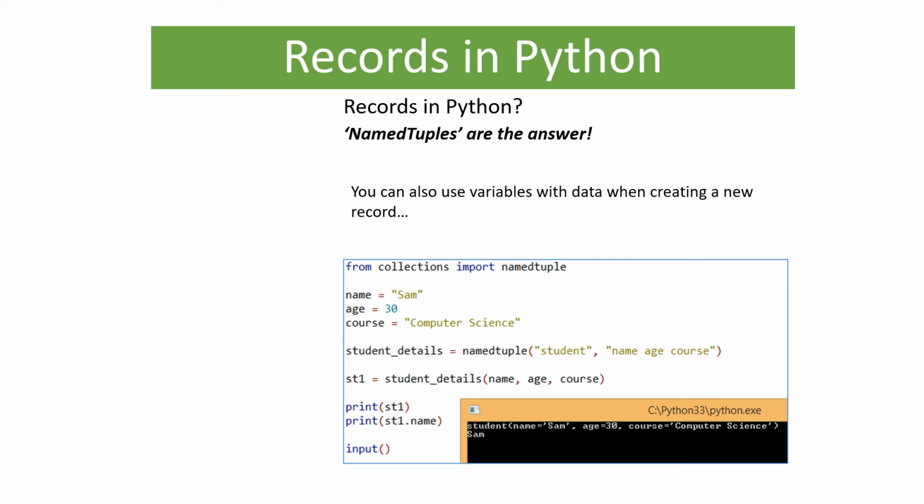Now, it's not just data that you can put straight in, you can also put variables. So look at the line starting st1. Exactly the same as we did before. But this time, rather than putting details in ourselves, we're using variables. These might be inputted and stored in a variable so that we can create a student. It looks exactly the same when it's printed, however in this case we've just used variables.